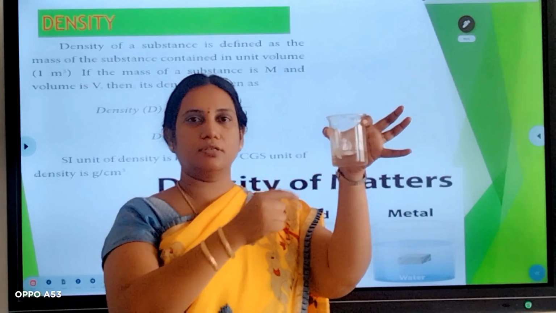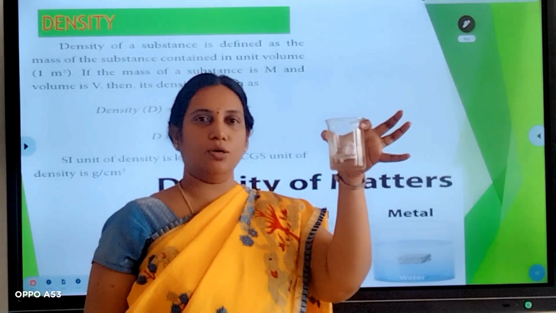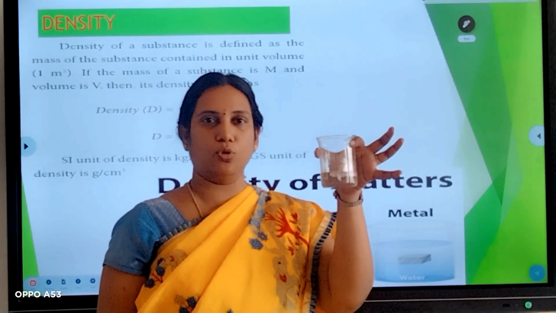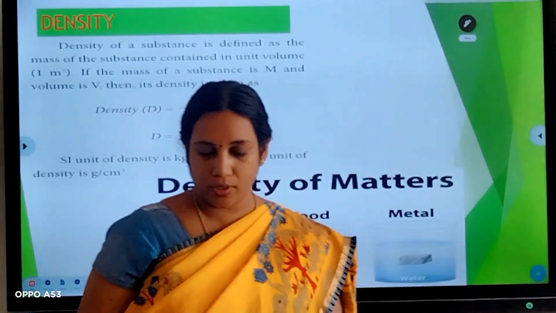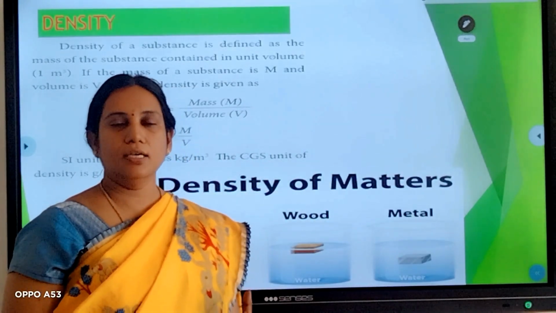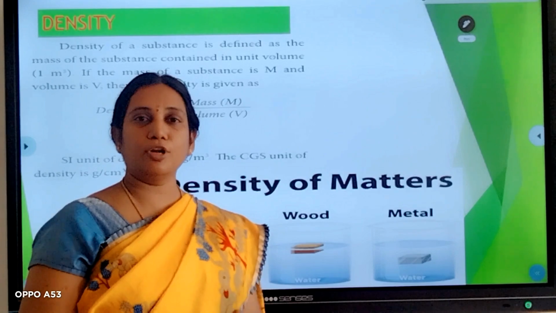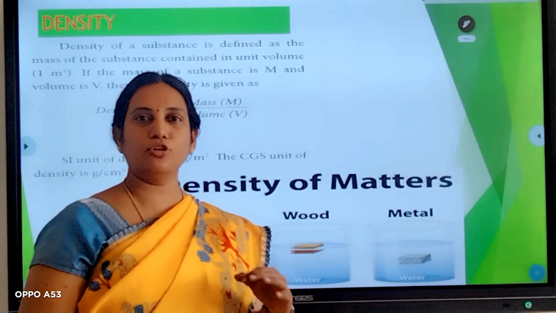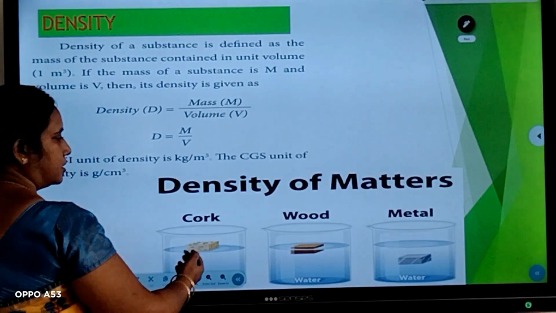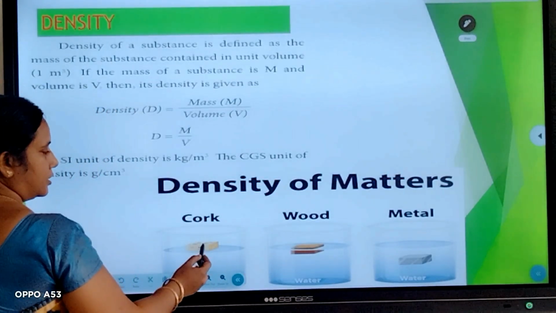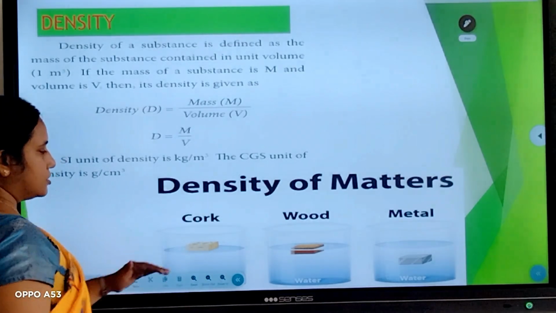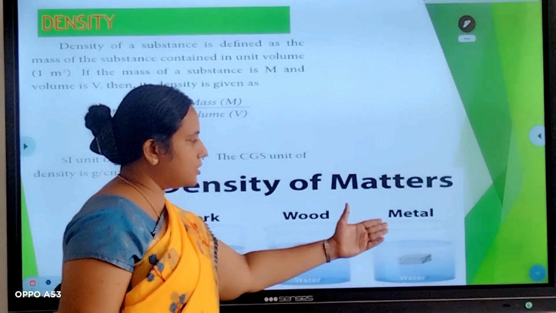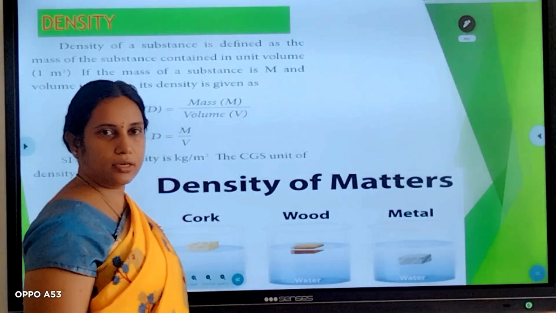What makes this difference children? Why the coin sinks inside the water and why the paper floats on top of the surface of the water? It's because of the density. Okay, density is nothing but the amount of mass. Since the coin has a large amount of mass in it, it sinks inside the water, and the paper has a lesser amount of mass, it floats in the water. See, these are the different types of materials. If you are immersing cork on the surface of the water, it stays on the surface of the water. In the case of wood, it's partially submerged. In the case of metal, it goes into the water. Okay.